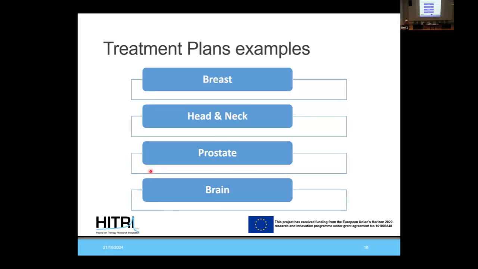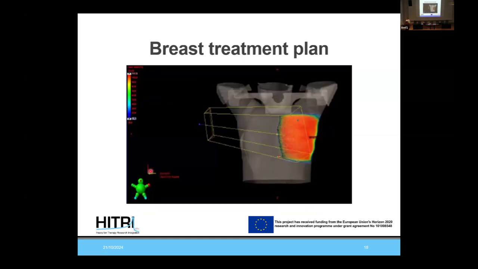So I want to show you some plans for breast, head and neck, prostate, and brain. First plan.